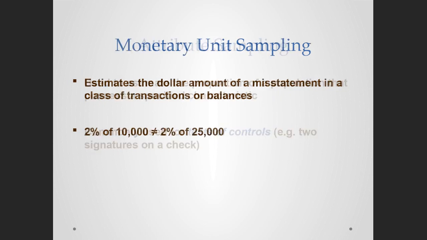For the next few minutes, I'm going to give you a brief introduction to the other two sampling methods: monetary unit sampling and classical variable sampling. The phrase monetary unit means the unit of currency. In Qatar, the word unit means one, so the monetary unit is one riyal.